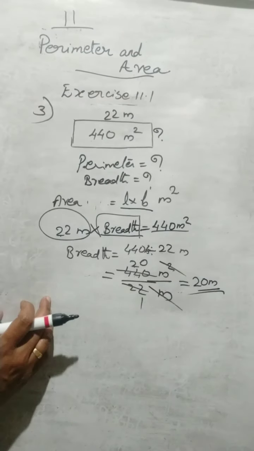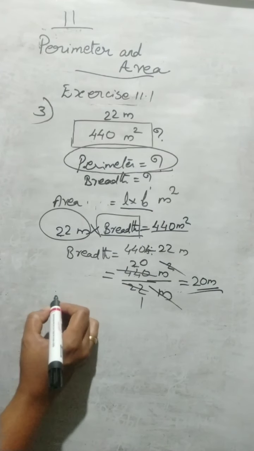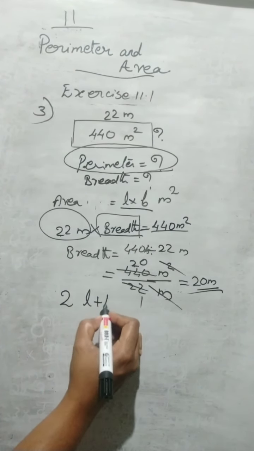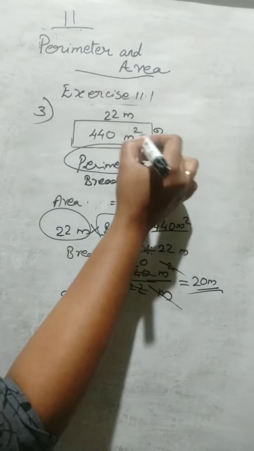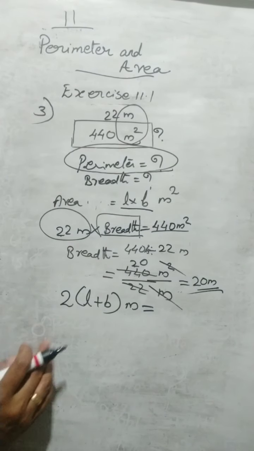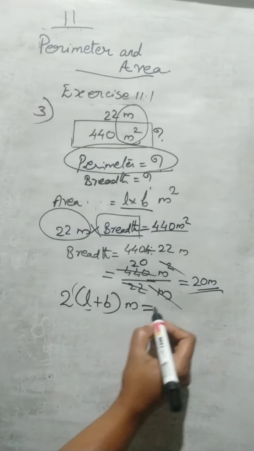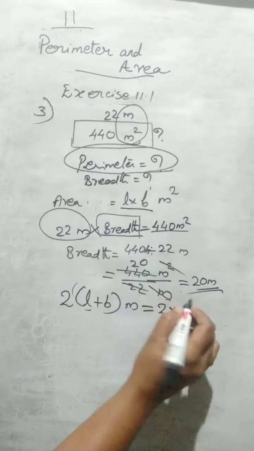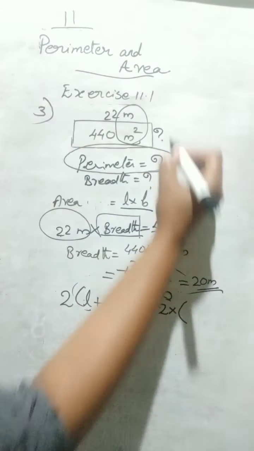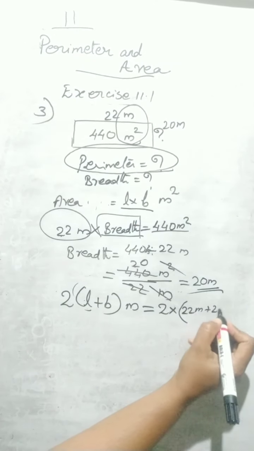Then one more part is there. We have to find the perimeter of this rectangular plot. How can we find the perimeter of this rectangle? 2 times length plus breadth. Here meter is the unit. How can we find it? We have to substitute the values of length and breadth. So 2 multiplied by the sum of length and breadth. Here we got breadth is equal to 20 meter. So 22 meter plus 20 meter.